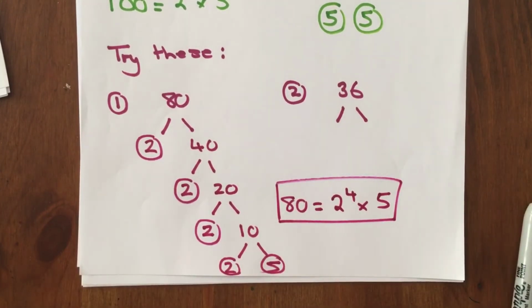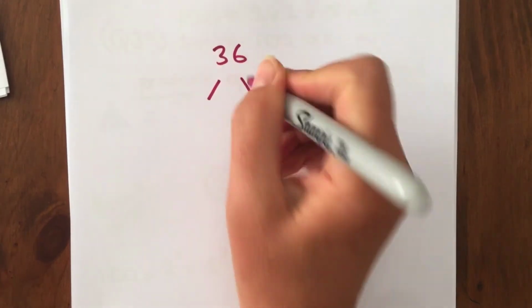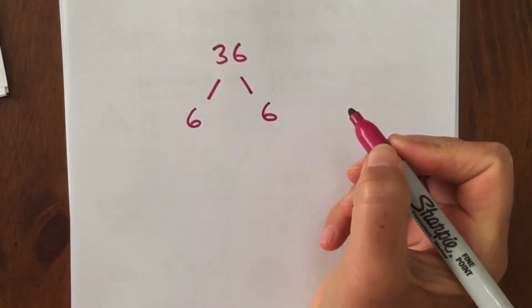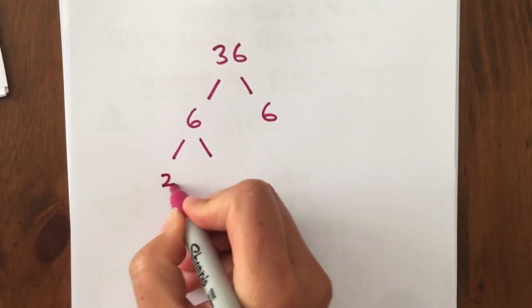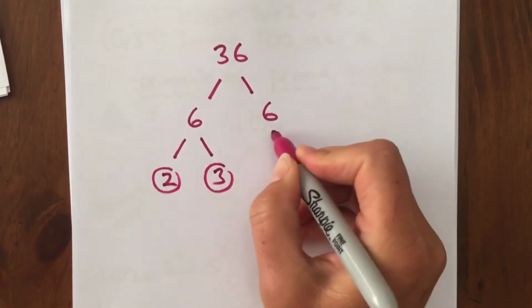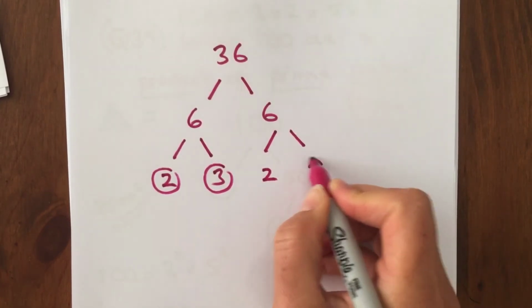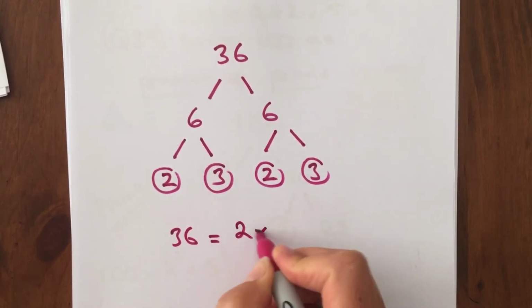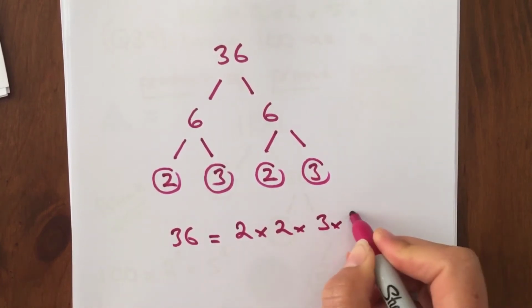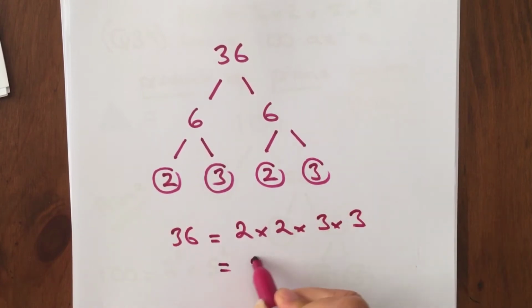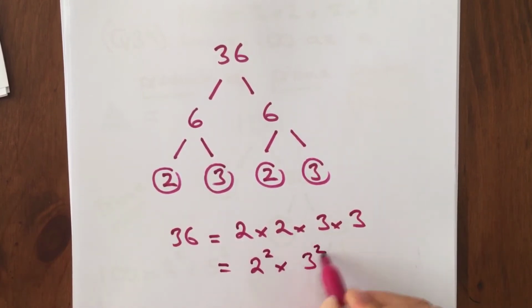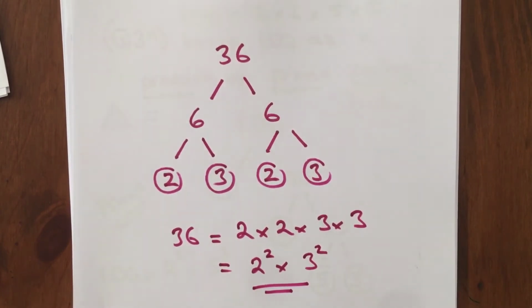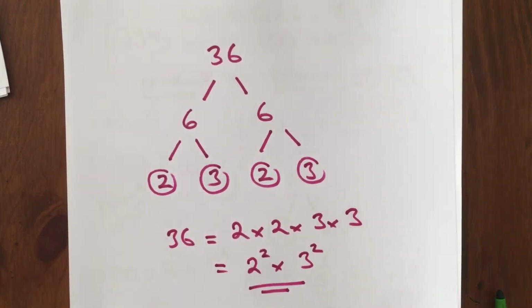Okay, the next one, 36. I'll do it on a different sheet of paper, give me space. I could do it this way. 6 times 6. Neither are prime. 6 is 2 times 3, both prime. 6 is 2 times 3, both prime. So 36 is equal to 2 times 2 times 3 times 3, which is 2 squared times 3 squared. So hopefully you'll get this one right in your next test next week.